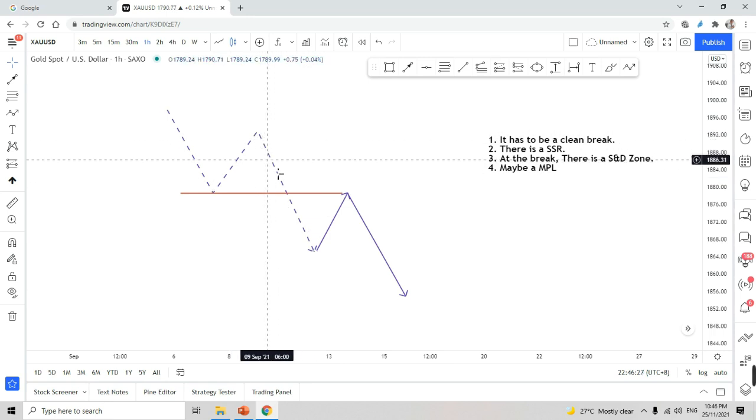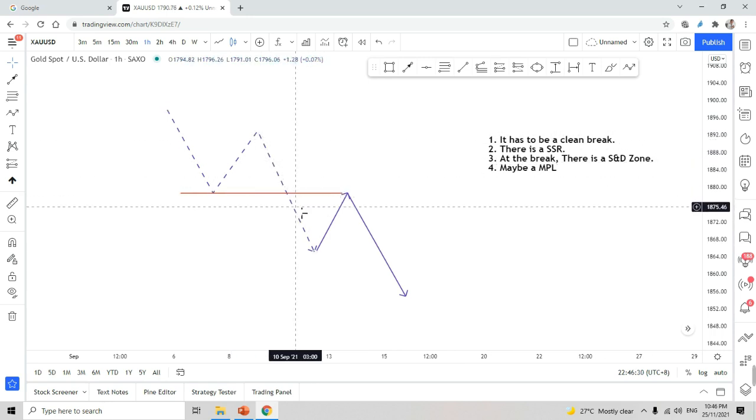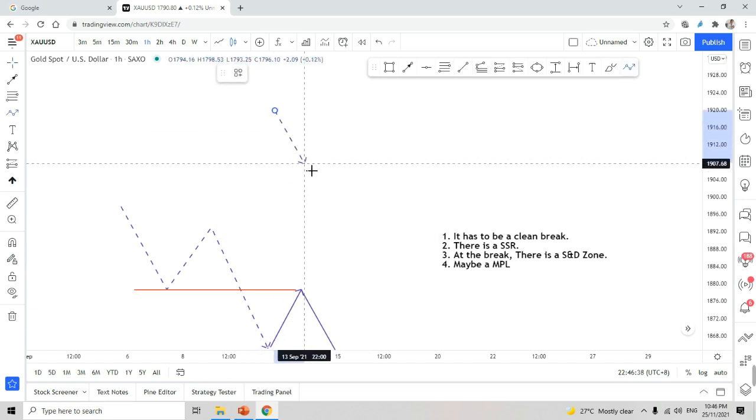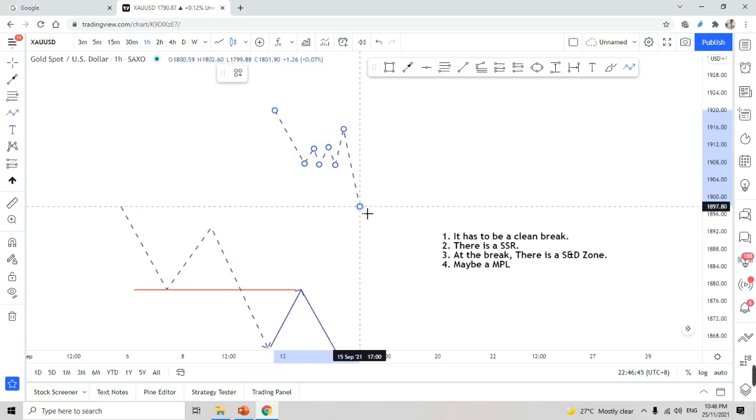And of course, in the middle, there might be some zone. It's okay. It might have an MPL. What is MPL? MPL looks like this. When the price reaches the zone, it will have this movement, and then goes up before it breaks. So this is also a very nice setup.